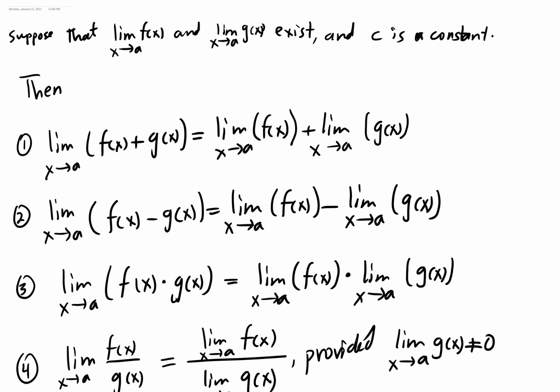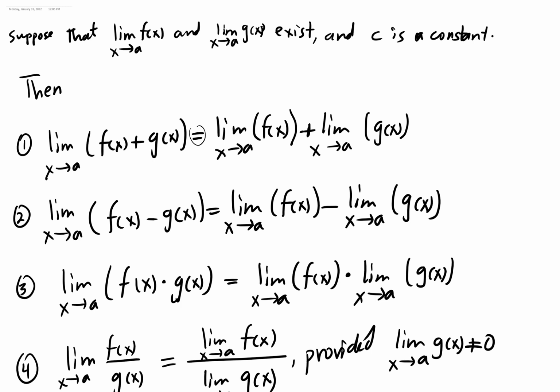Section 2.3, this is about limits again, but the computational part. We call them limit laws. Suppose that the limit of a function f of x as x approaches a, and the limit of another function g of x as x approaches a, both exist and c is any constant. Then the first law says that the limit of the sum is the sum of the limits.